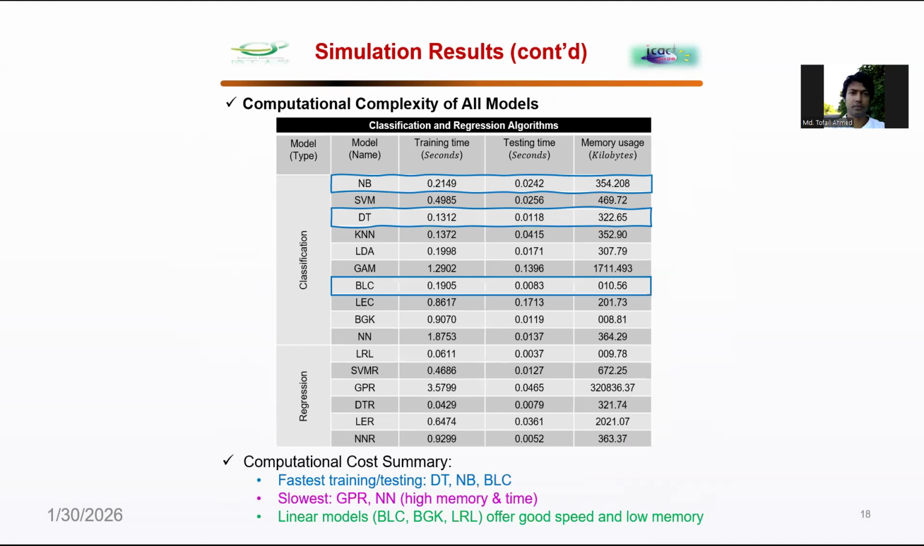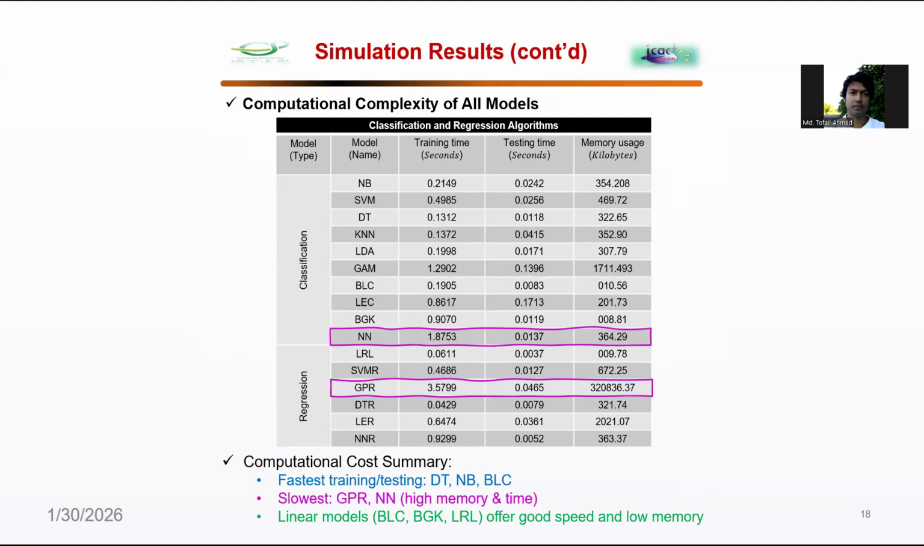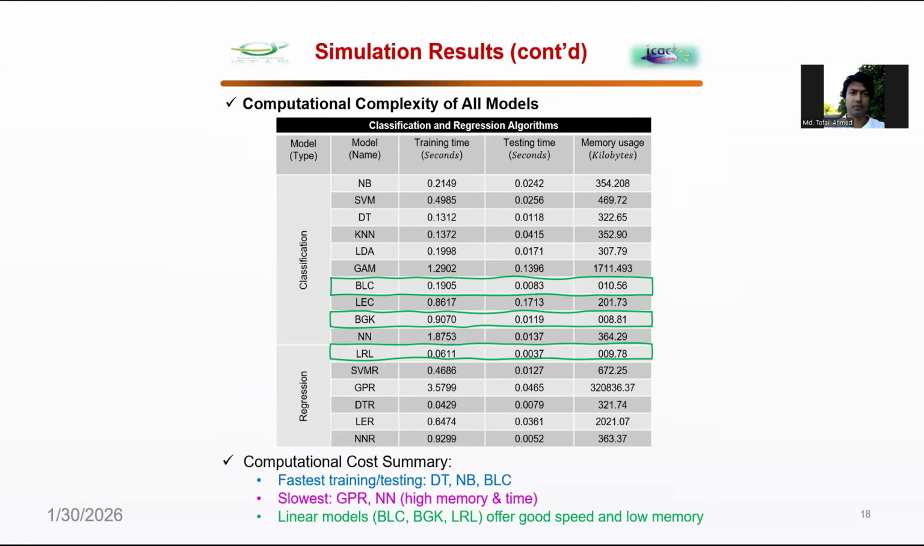But accuracy is not everything. We must consider computational cost. The simplest models, like decision tree and naive Bayes, are the fastest to train and test. The most complex models, like Gaussian process regression and neural network, offer high accuracy but at a significant cost in memory and processing time. Linear models provide an excellent balance of adequate speed and reasonable performance.